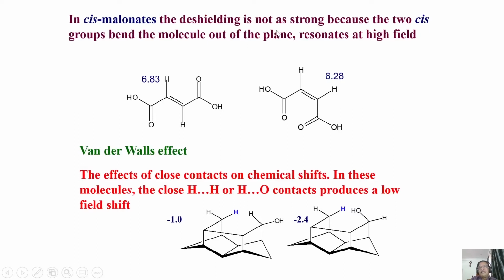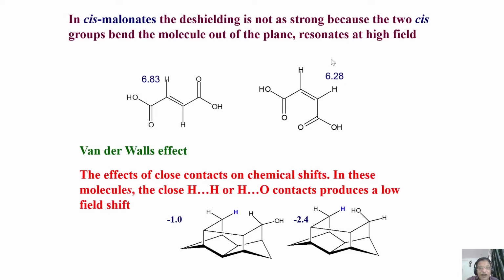What is happening is that de-shielding is not very strong, because two cis groups bend the molecule out of plane in this type of molecule, and it resonates at high field. As a consequence, you see in this case this proton comes at 6.83 ppm, whereas this proton comes at 6.28 ppm. So these are some of the examples. Of course, this is not the end. We need to learn, particularly for your molecule of interest when you are looking at your system, various other effects would be there. You have to consider various things.